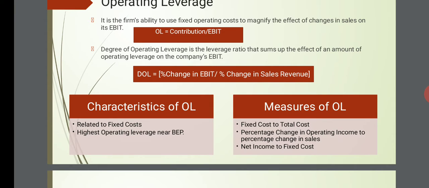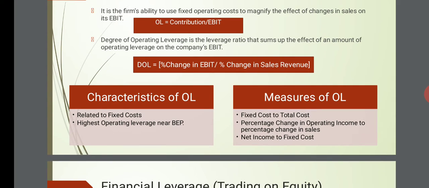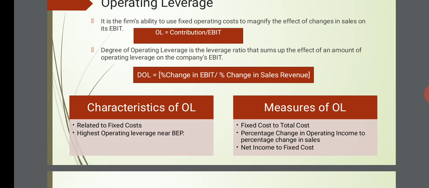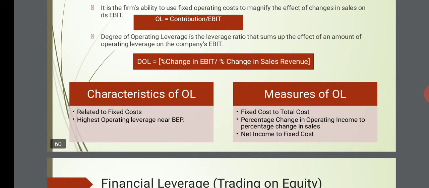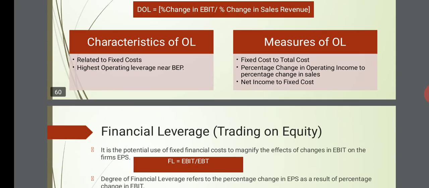Now, characteristics of operating leverage related to fixed cost: highest operating leverage always happens near the break-even point. Measures of operating leverage: fixed cost to total cost, percentage change in operating income to percentage change in sales, and net income to fixed cost. So these are the measures of operating leverage. First, what is the ratio between fixed cost and total cost? Then percentage change in EBIT upon percentage change in sales, and net income to fixed cost.